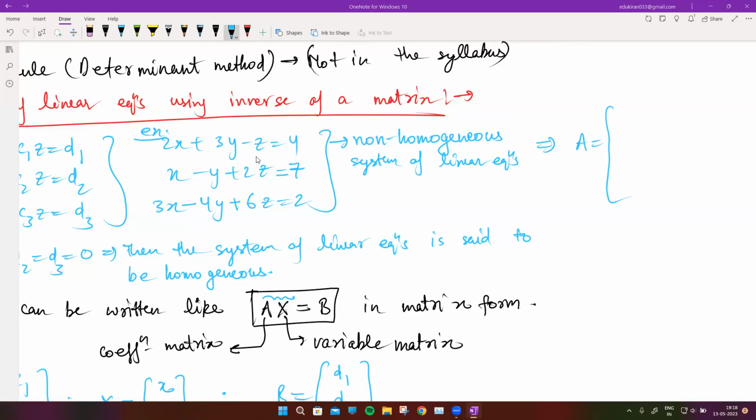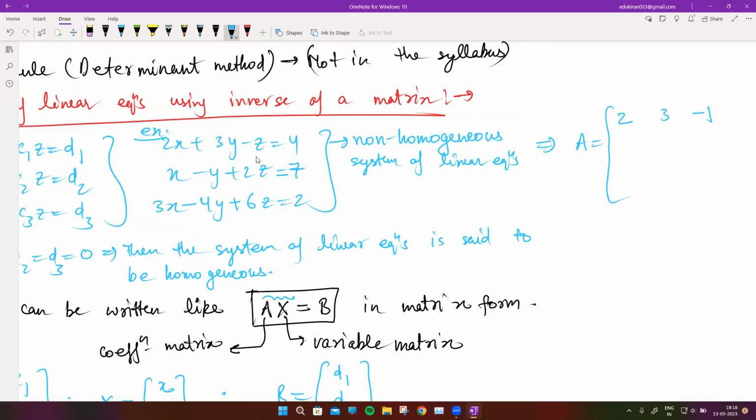In this example, A is your coefficient matrix. Correct. Good, Faiza. What should be the second row? First row is correct. First should be the X coefficient, 2, then 3, then -1. What should be the second row of this matrix?